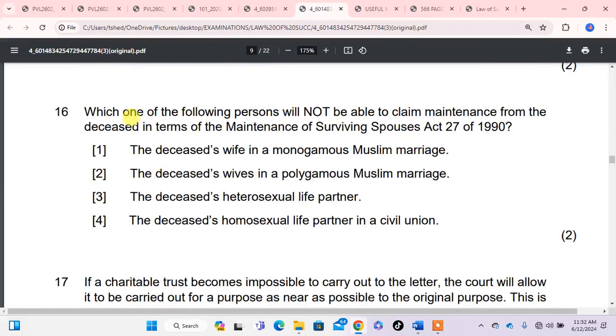Which one of the following persons will not be able to claim maintenance from the deceased in terms of the Maintenance of Surviving Spouses Act 27 of 1990? So, maintenance of surviving spouse. Who will not claim maintenance?